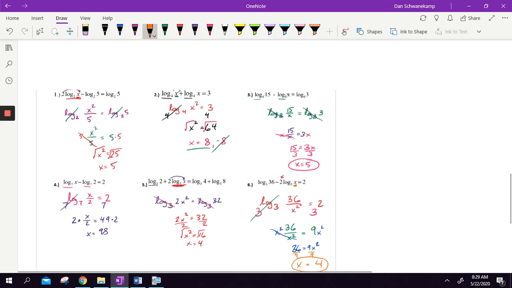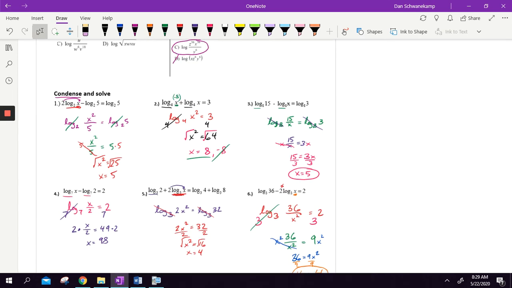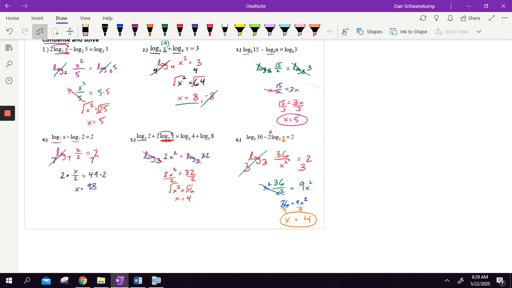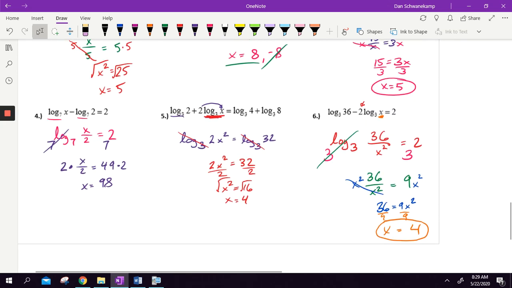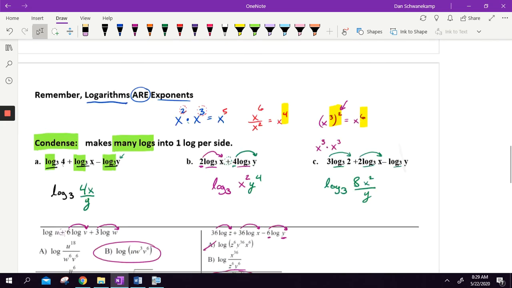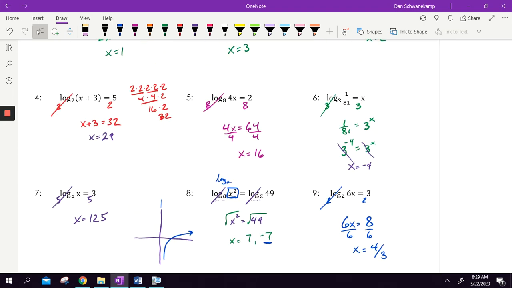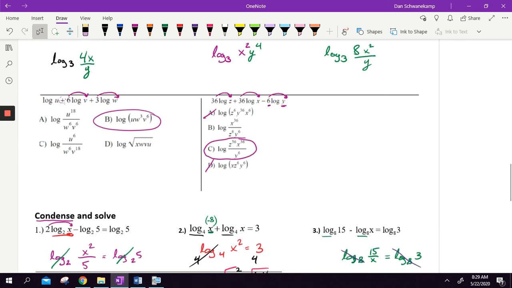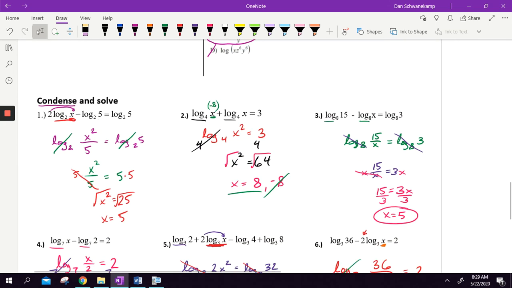Hope that makes sense. It's a little strange. If you need more practice, Khan Academy is a great place to go to get some more practice with these things, and I've got that linked in the assignment. The main idea here is to get rid of logs. You use the same base, or you raise it to a base. And then if we do have log written more than once, we need to condense first.